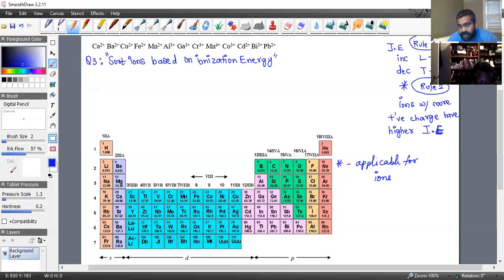This rule is only applied for ions when you're dealing with ionization energy. Don't apply this rule even if you're just dealing with elements for ionization energy. It only needs to be applied when it's ions.